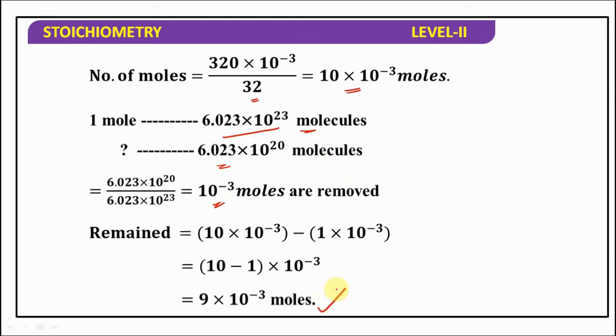Check it carefully, right? So first find out the number of moles, and 1 mole consists of these many molecules. 6.023 into 10 to the power of 20 molecules is equal to 10 to the power of minus 3 moles. So from these moles, we have removed 10 to the power of minus 3 moles, which gives you 9 into 10 to the power of minus 3 moles. Clear? Right. Answer is A.